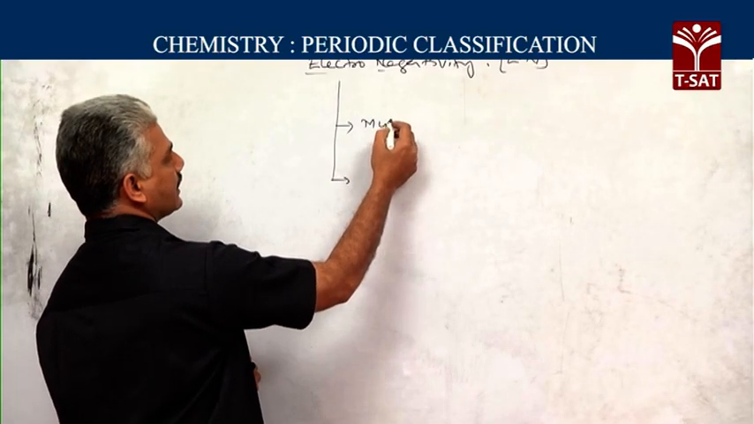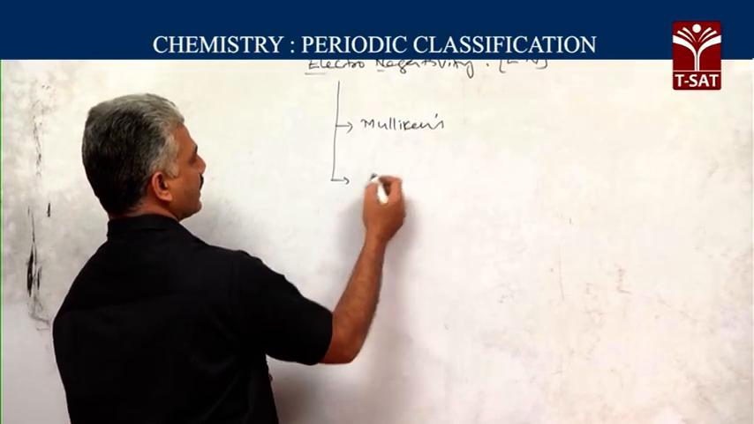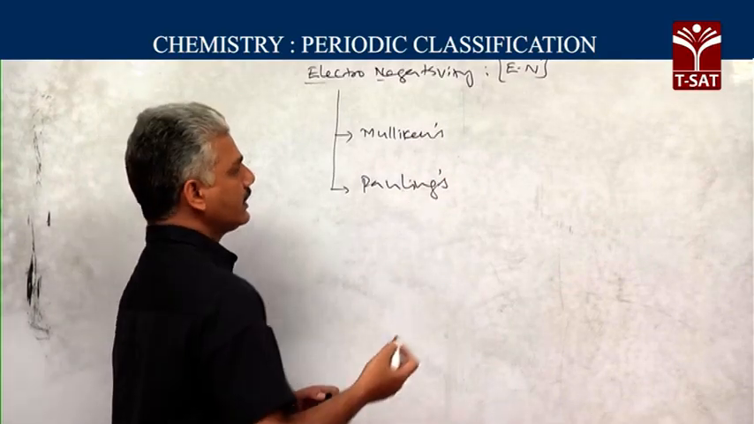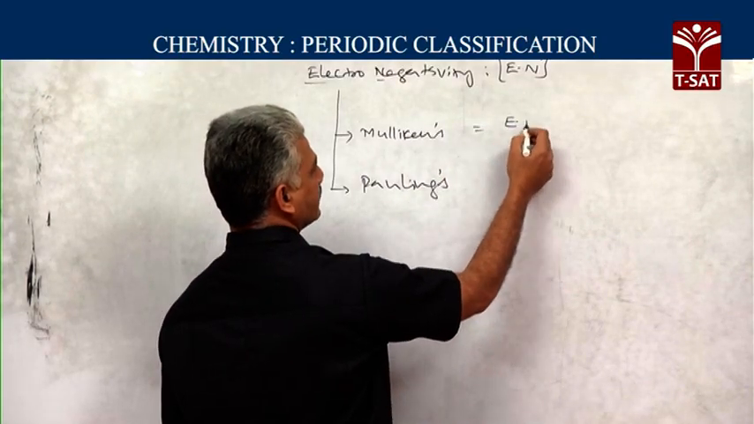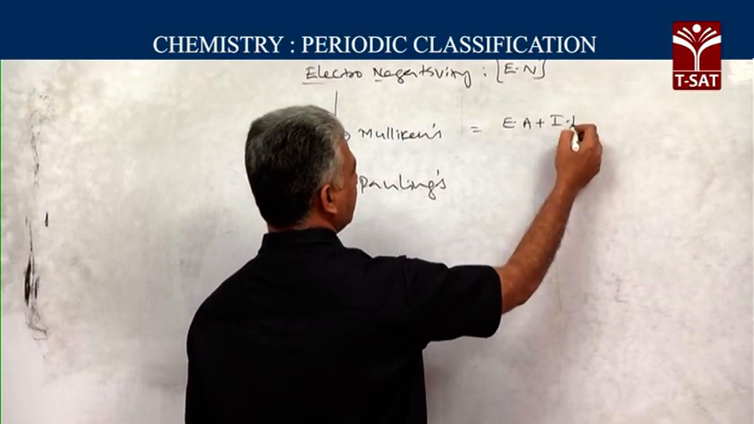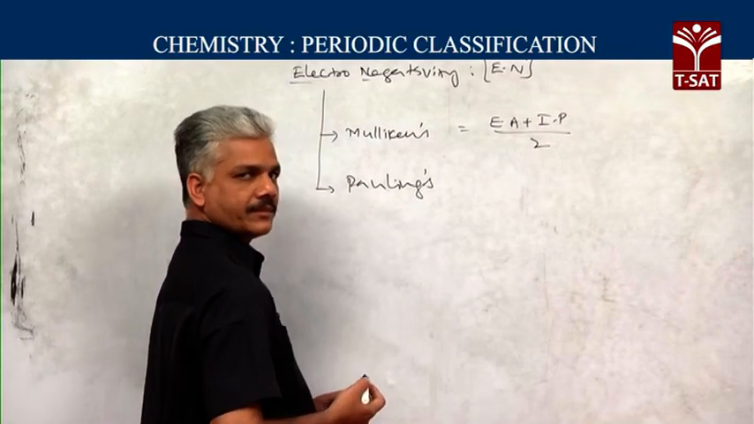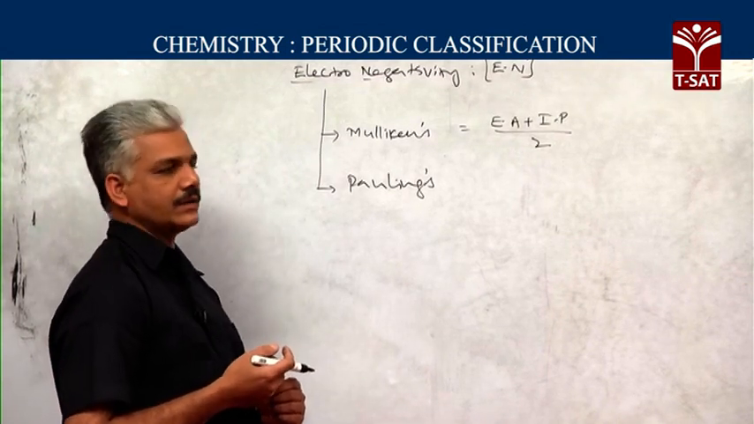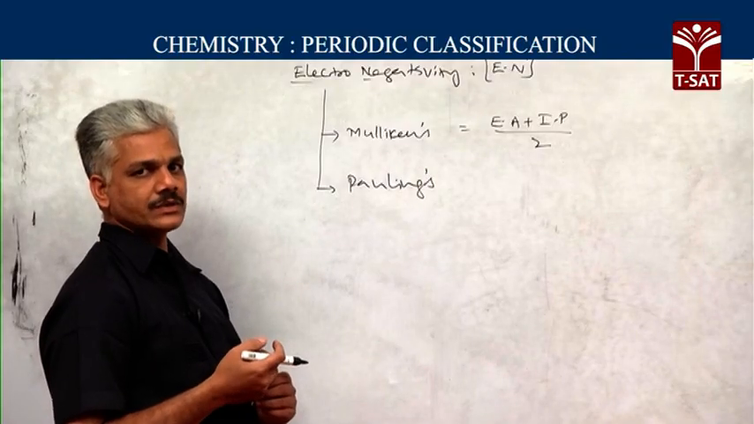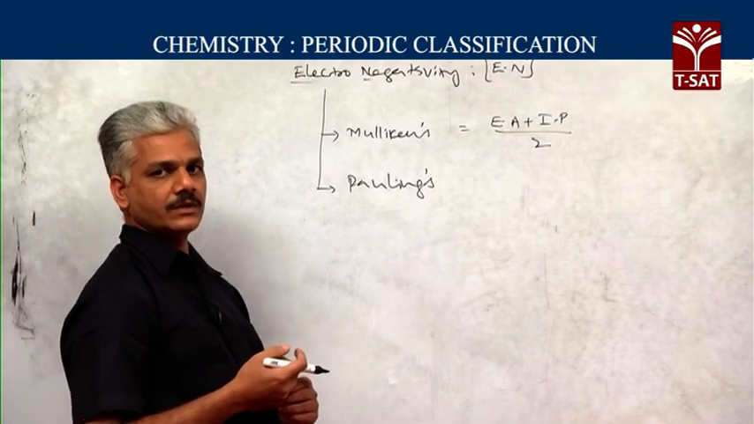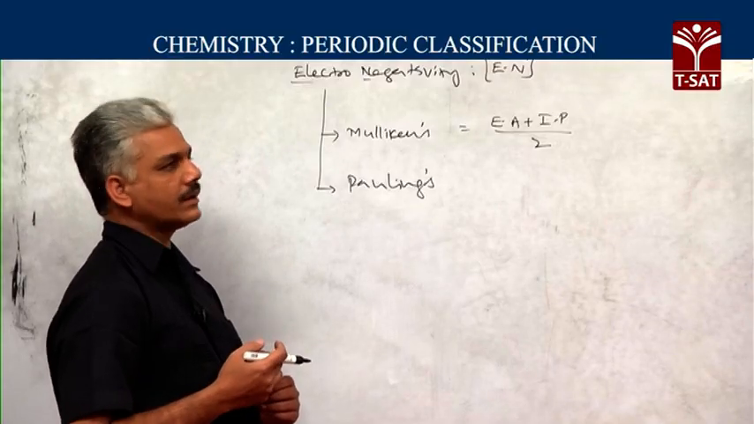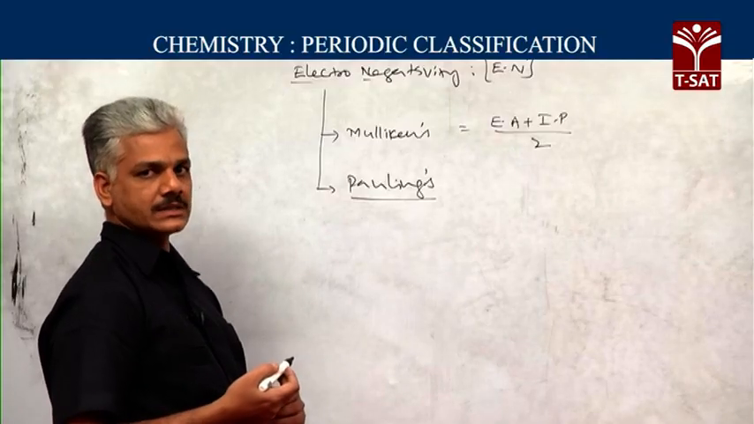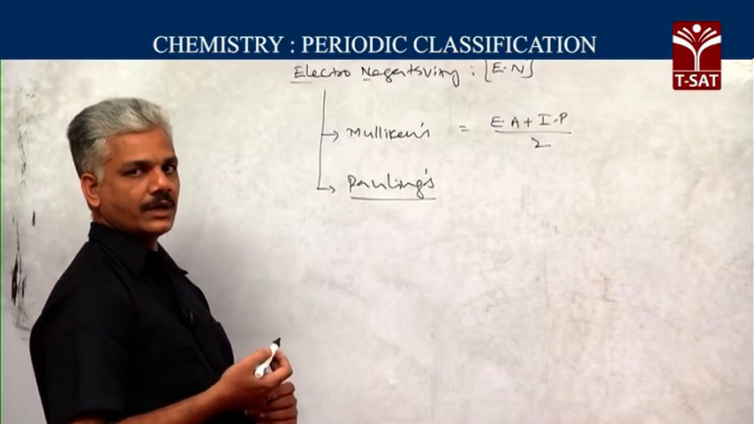One is called Mulliken's scale and another one is called Pauling's scale. According to Mulliken, electronegativity is the average of electron affinity and ionization potential. However, if we calculate the electronegativity values by using this relation, in most of the cases the values come out to be wrong. Hence, for calculation of electronegativity value, we make use of Pauling's scale, which is based on bond dissociation energy values.